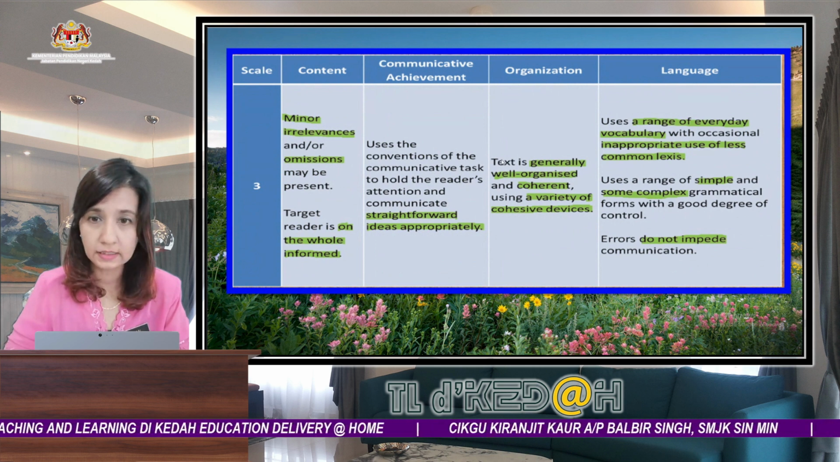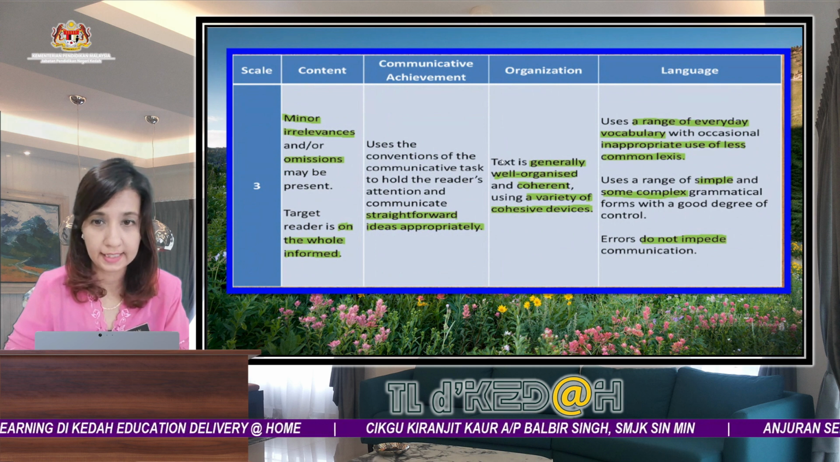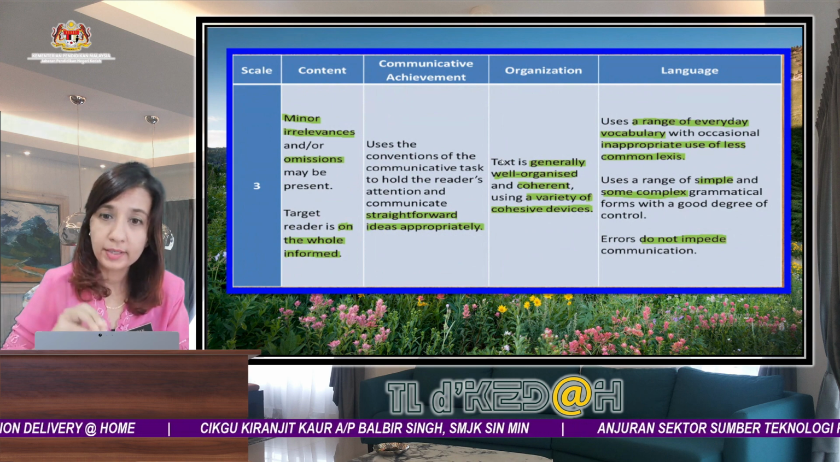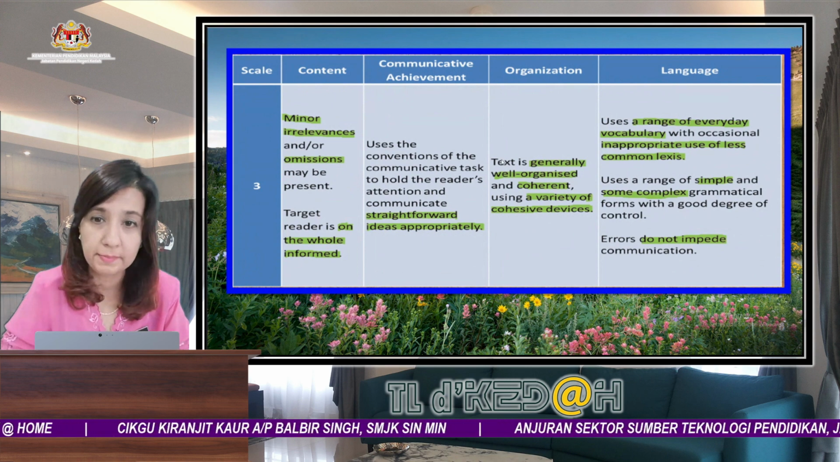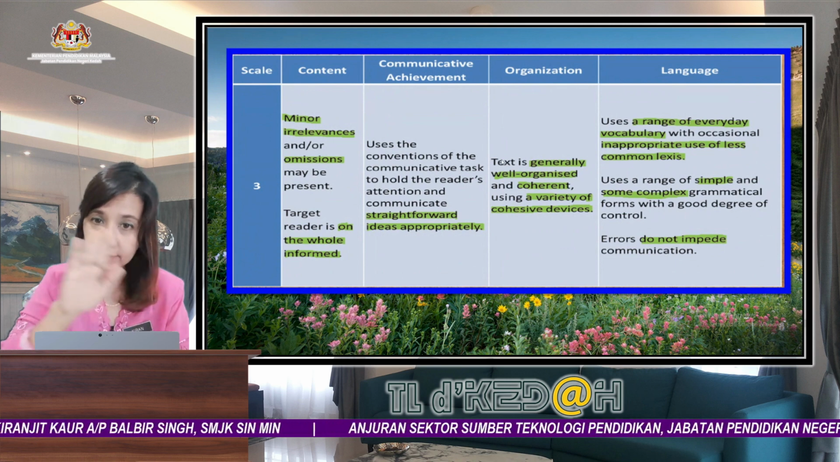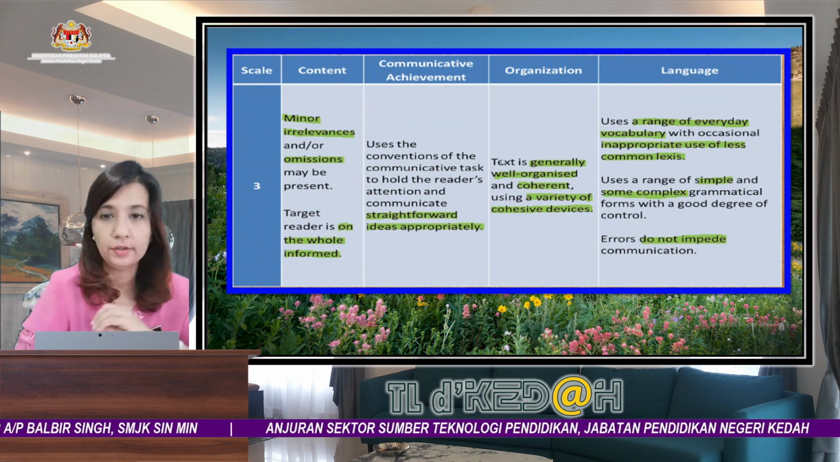You never talk about the activities. All you did was talk about the hotel. So there are some irrelevances, some omission points. Points are missing. Then you can get 3 marks. Readers are not fully informed; on the whole, informed but not fully.